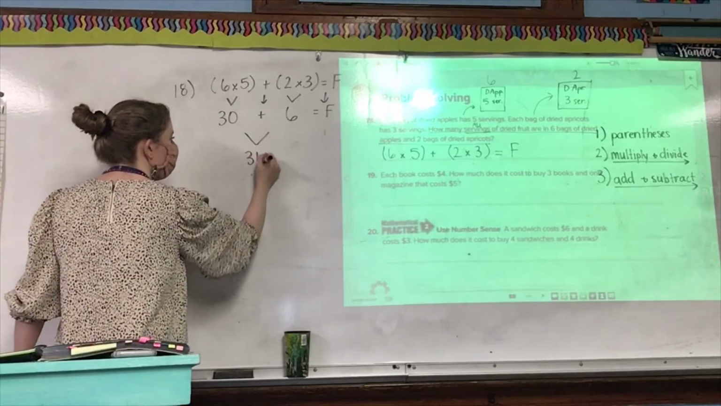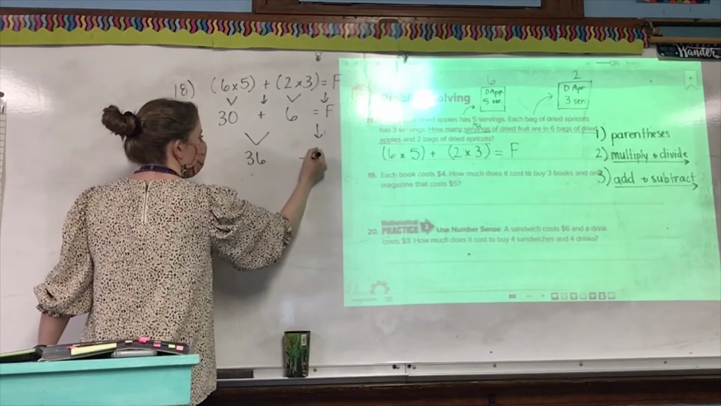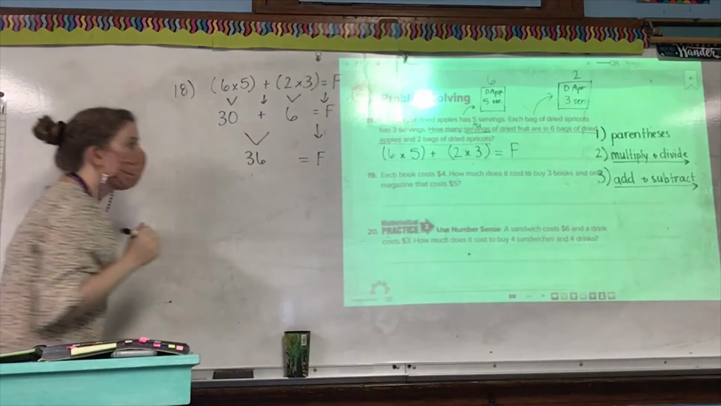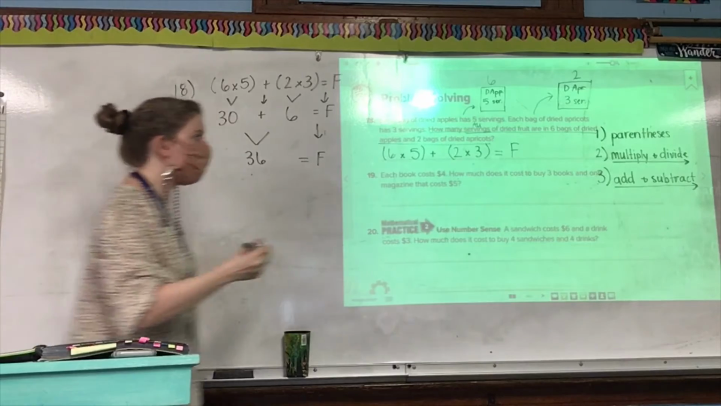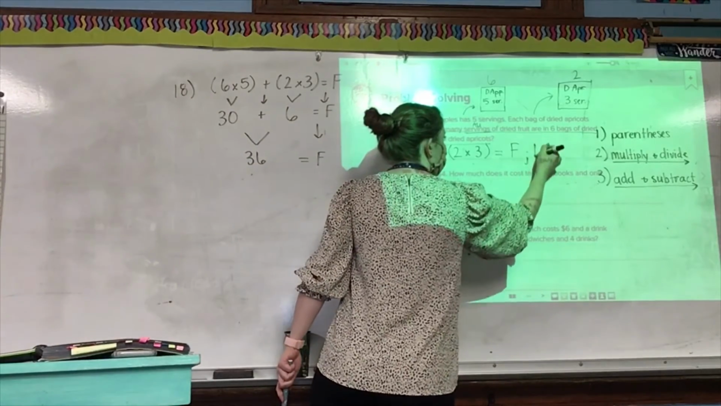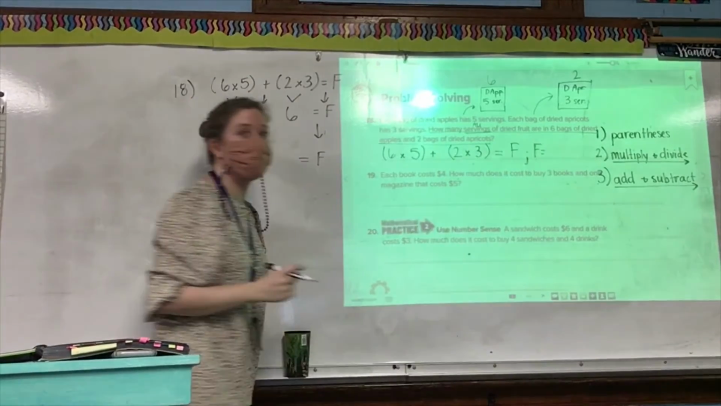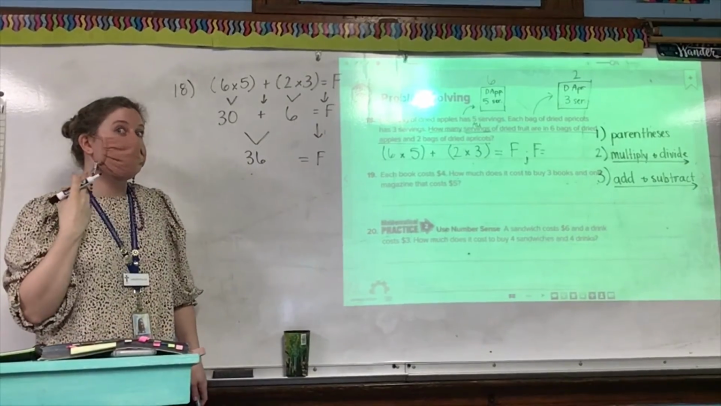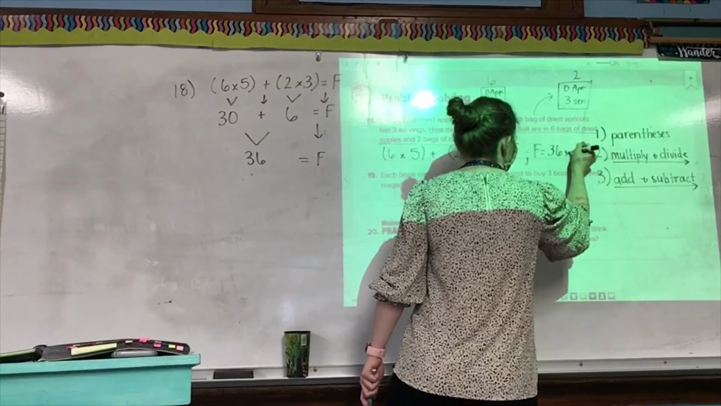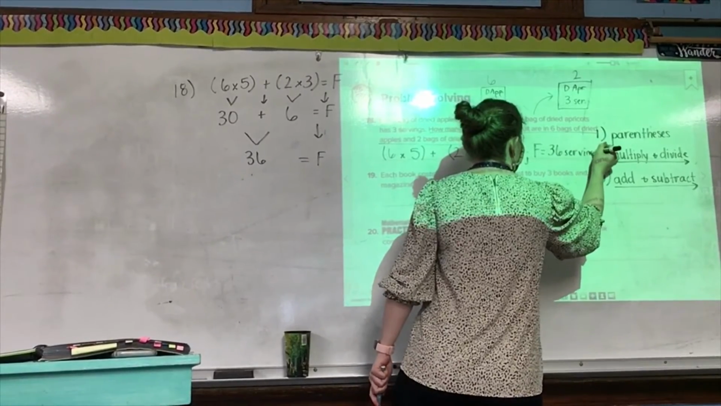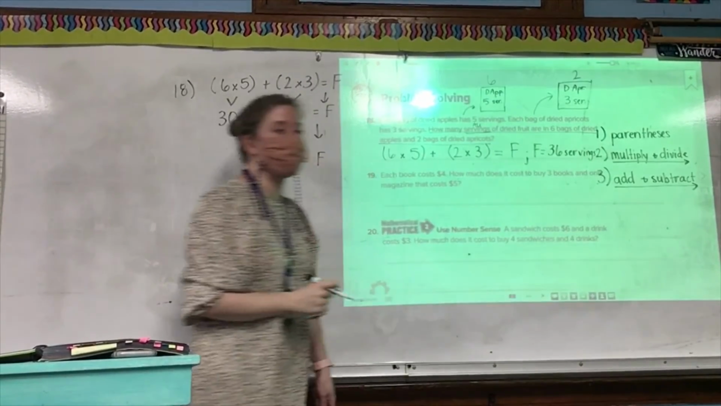I'm going to bring down what's left, which is equals F. Do I have anything else to solve? No. So that means F equals 36. 36 servings of fruit, and you can just write servings.